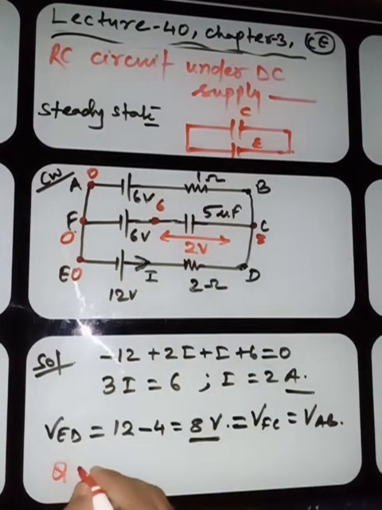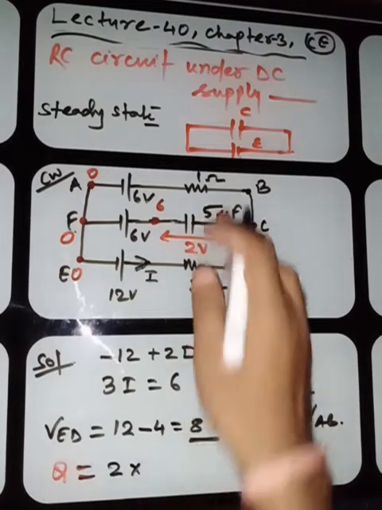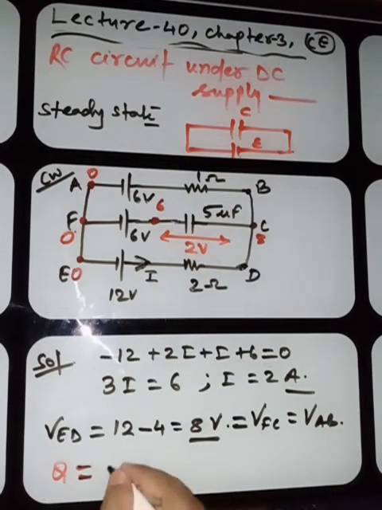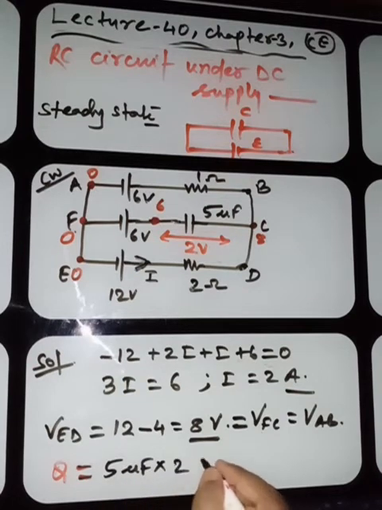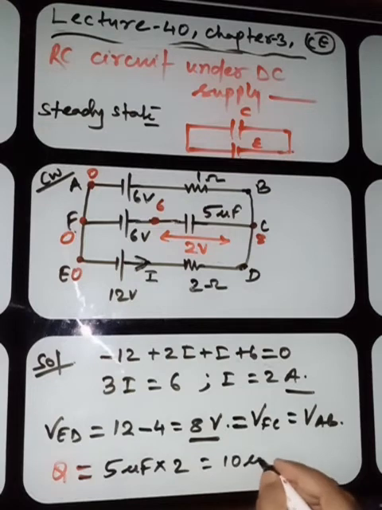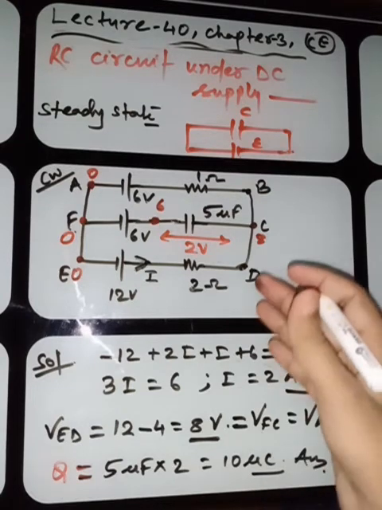Now the charge: Q equals CV. Let me write in black because with this fade there is low visibility. Now Q equals CV. So C is 5 microfarad, times V, which is 2. So 10 microcoulomb is the answer.